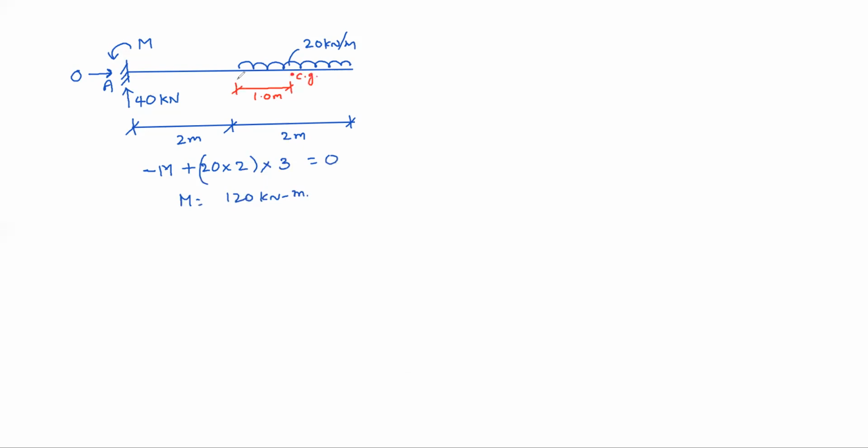Suppose let us take moment about this B point. What happens, you will see. If you take a moment about B point, so minus M plus 40 into 2. See, 40 reaction also will create moment about B point. 40 into 2 is a clockwise moment. Plus 20 into 2 into central distance 1 about B point. That is also clockwise moment equal to 0. So M equal to 80 plus 40, 120.